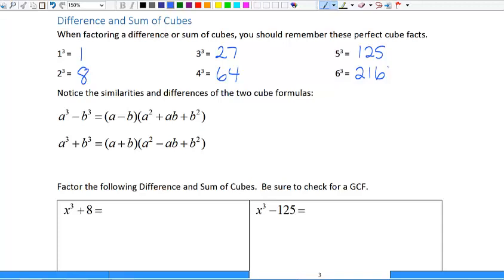Now I rewrote your formula so you didn't have to keep flipping back to the page before. So we have a cubed minus b cubed and a cubed plus b cubed, and we have their factorizations. Now I want you to notice how similar they are. We have a and b here, and a and b here. A squared, ab, and b squared, and b squared. Notice every single term is exactly the same. Even in the original polynomial, a cubed and b cubed is the same.